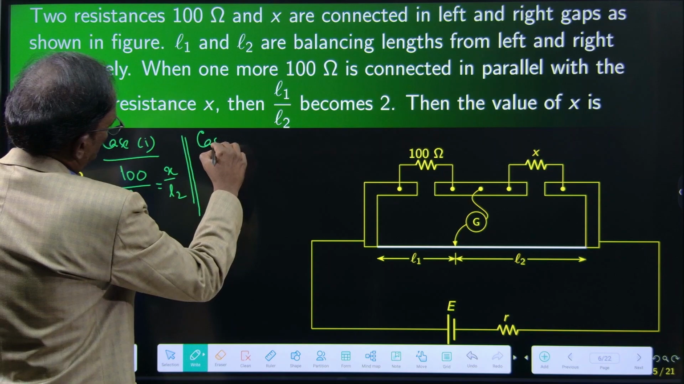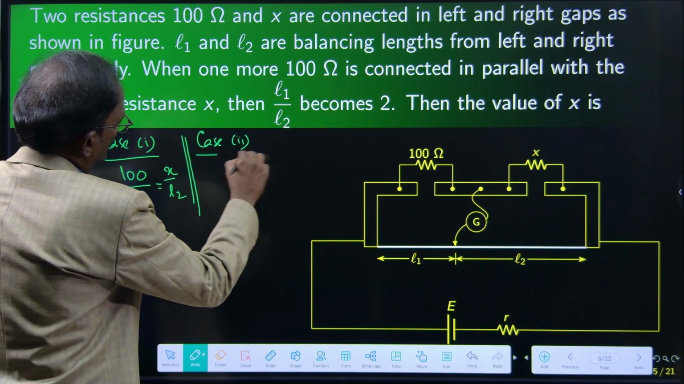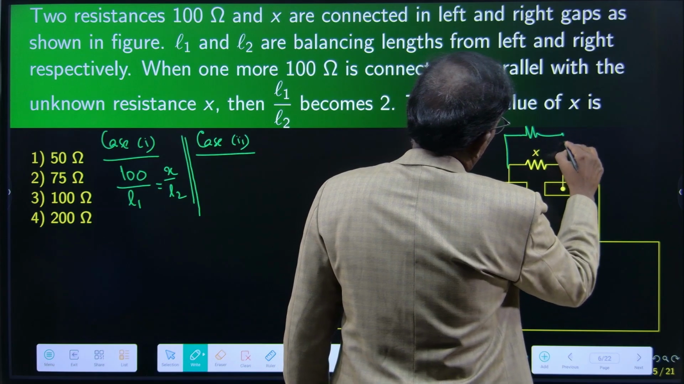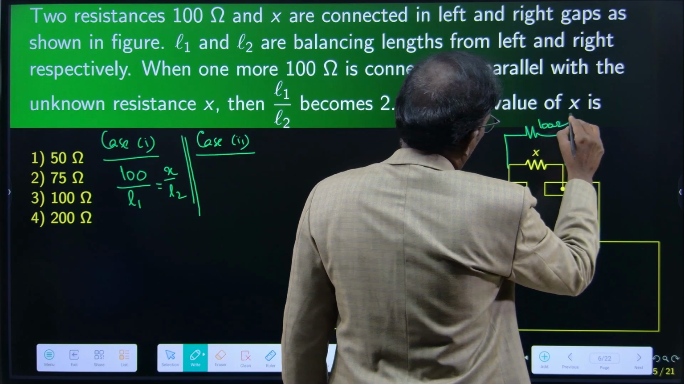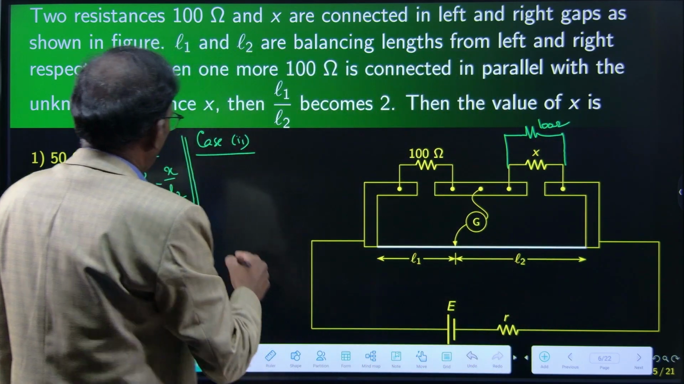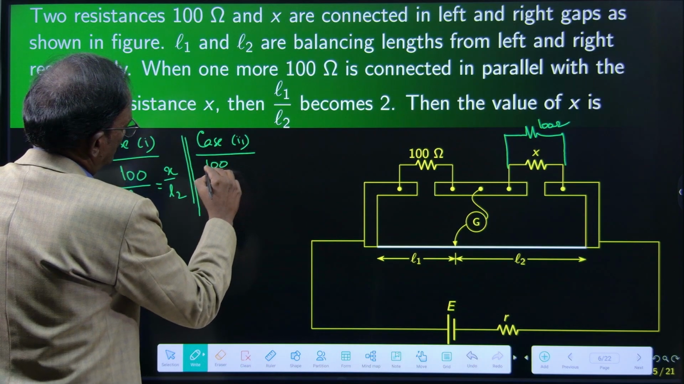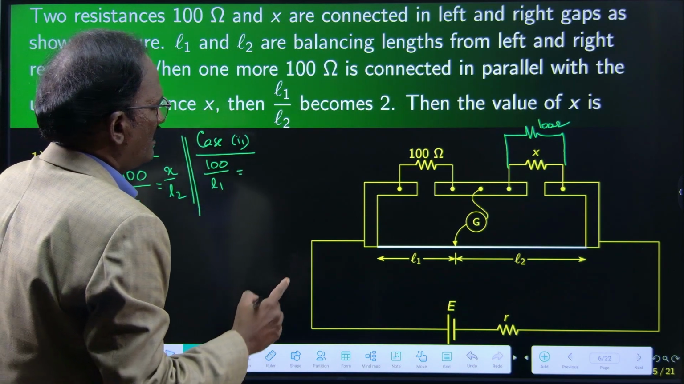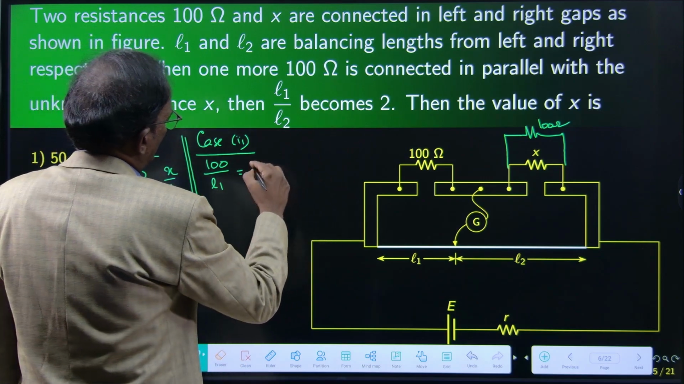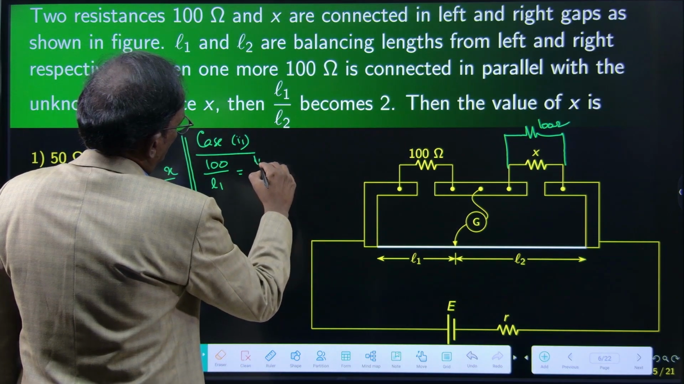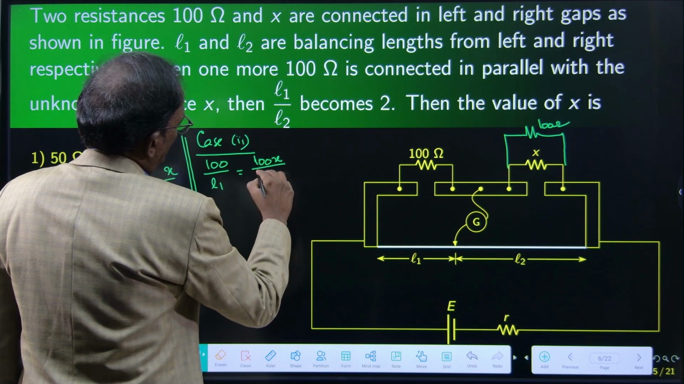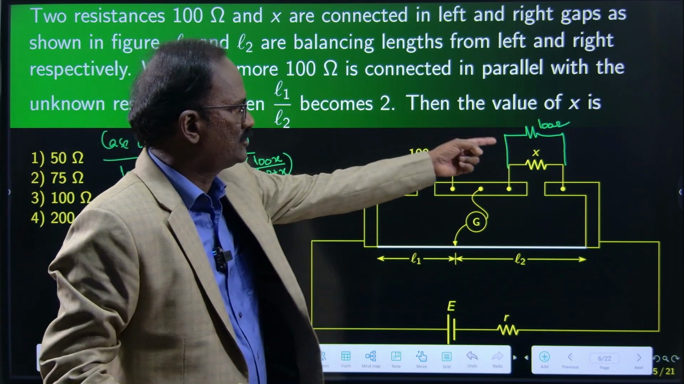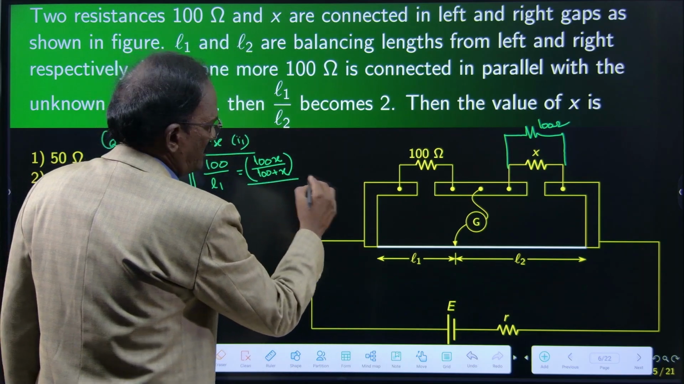Then case 2, we are connecting 100 ohms here in parallel to X ohms. 100 by L1 is equal to X into 100 parallel value, X into 100 divided by X plus 100, that is R1 R2 divided by R1 plus R2, divided by L2.